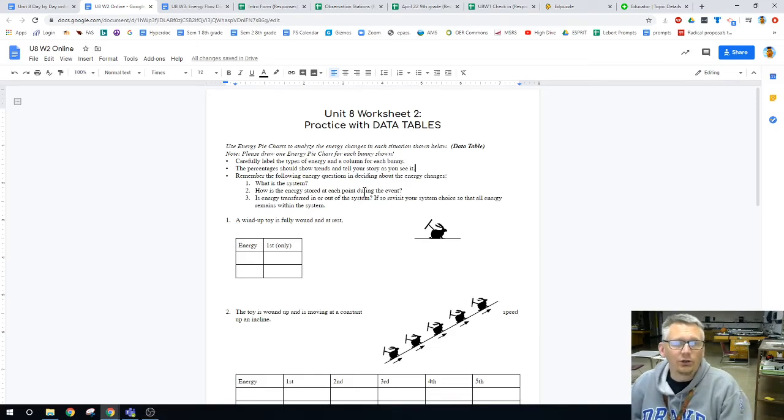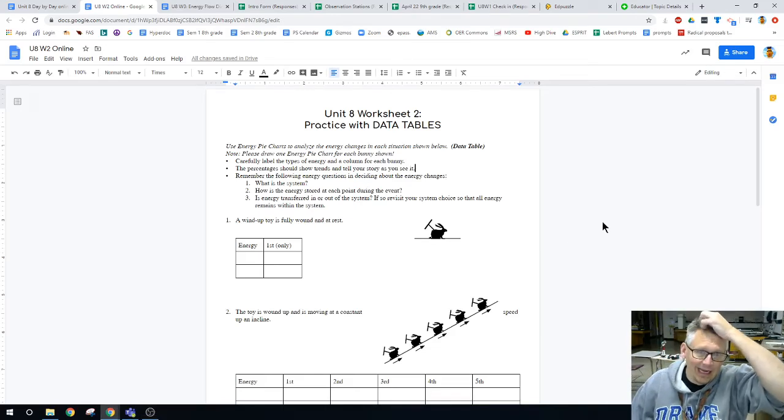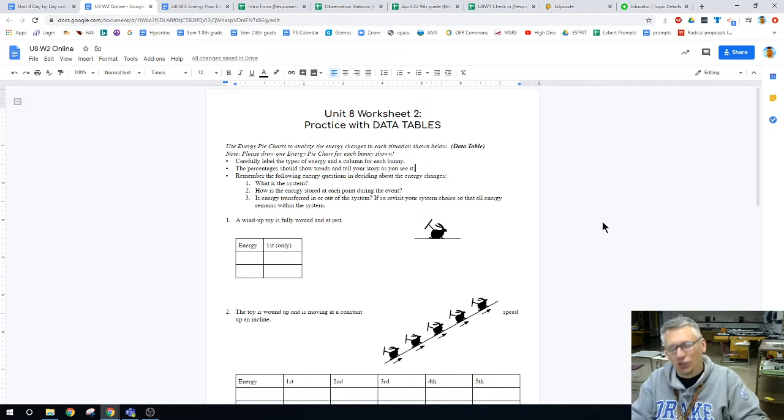Okay, this is for Unit 8 Worksheet 2, and this is supposed to be an energy pie chart worksheet, but I'm turning it into data tables, so it is something that you can manipulate for the purposes. So when we take a look at it, we already understand our system, and with that idea that energy should not go in and out of our system. What's in our system should remain in there.